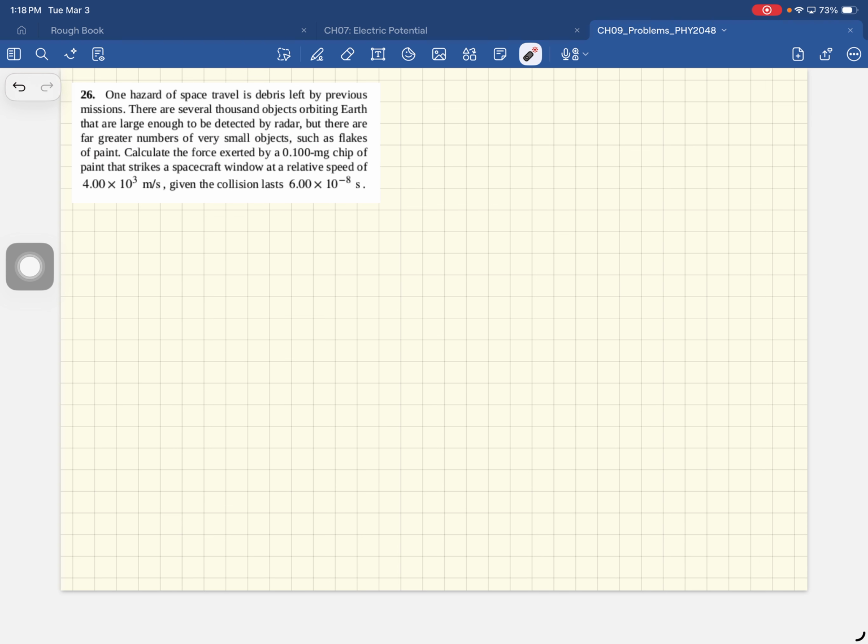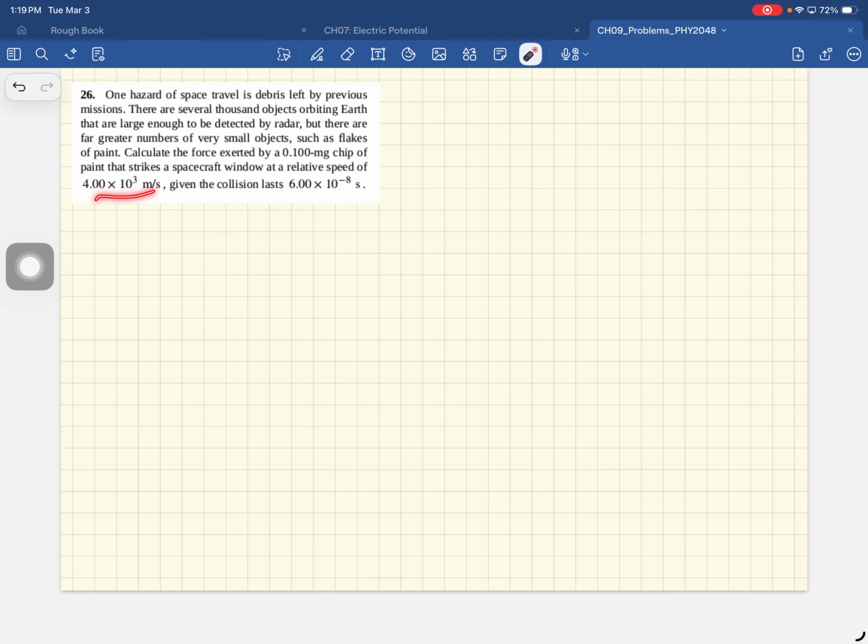Its velocity is 4 into 10 to the 3 meters per second, and you got it stopped in 10 to the minus 8 seconds. So that's the force you had to exert to stop that speck of paint. We'll bring this to the top. That becomes 10 to the 11 minus 6, 10 to the 5.